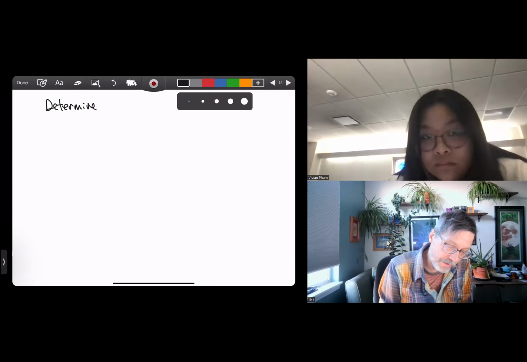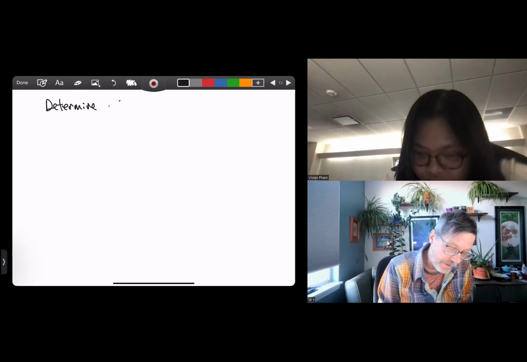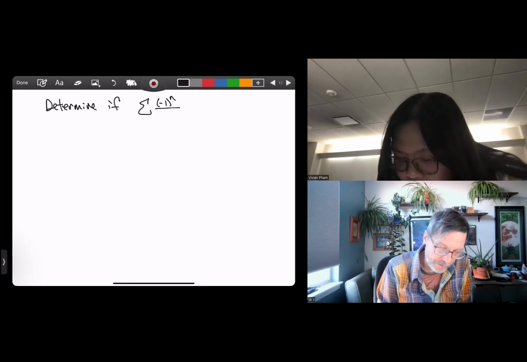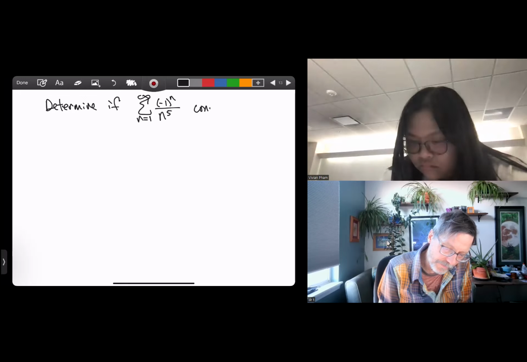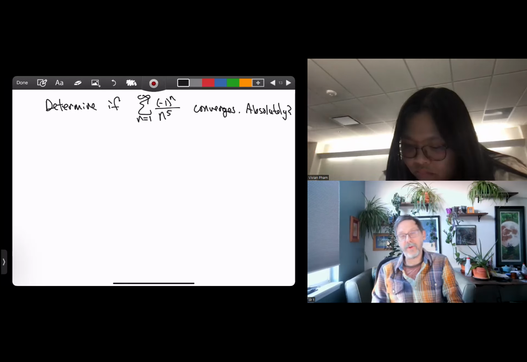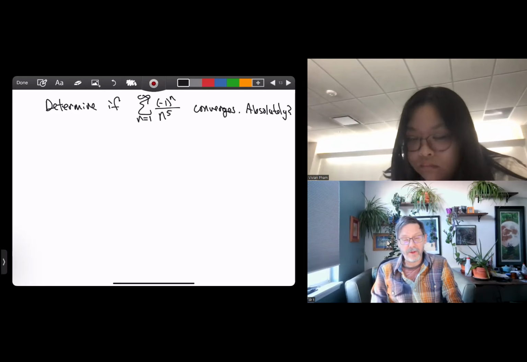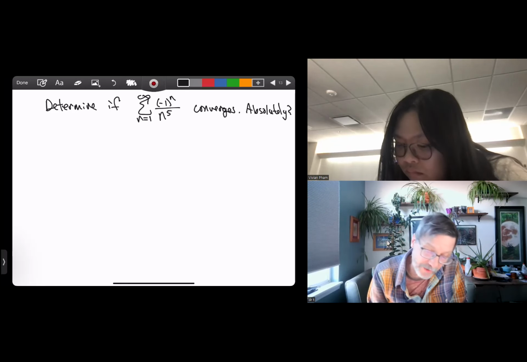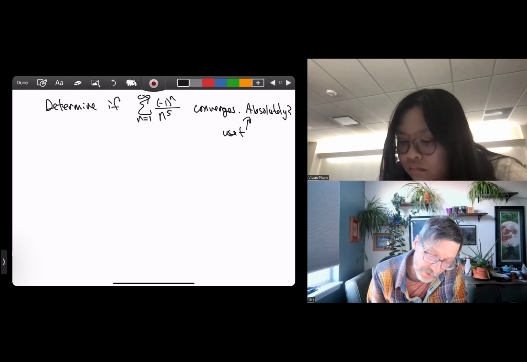Determine if this alternating series converges, and then absolutely is the second question. So we got two questions here. First one is, does this alternating series converge? And then does it converge absolutely? And let's say on absolutely, let's use the integral test.